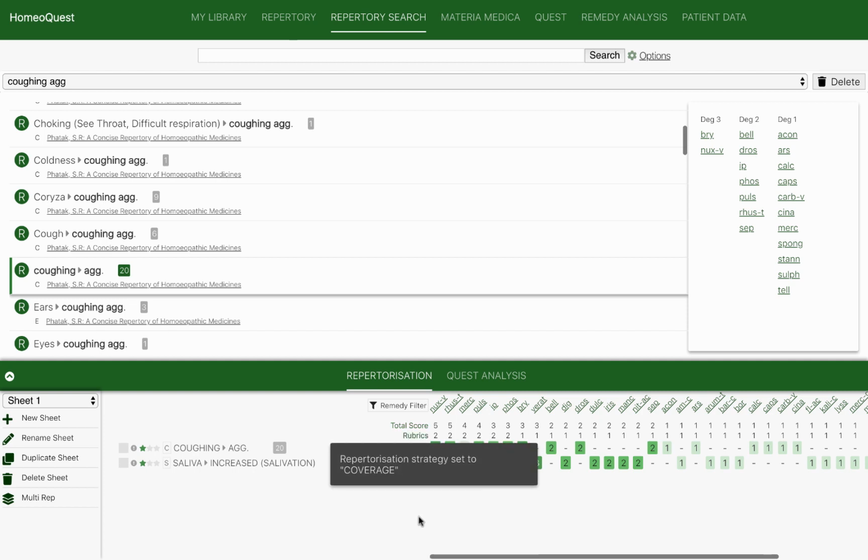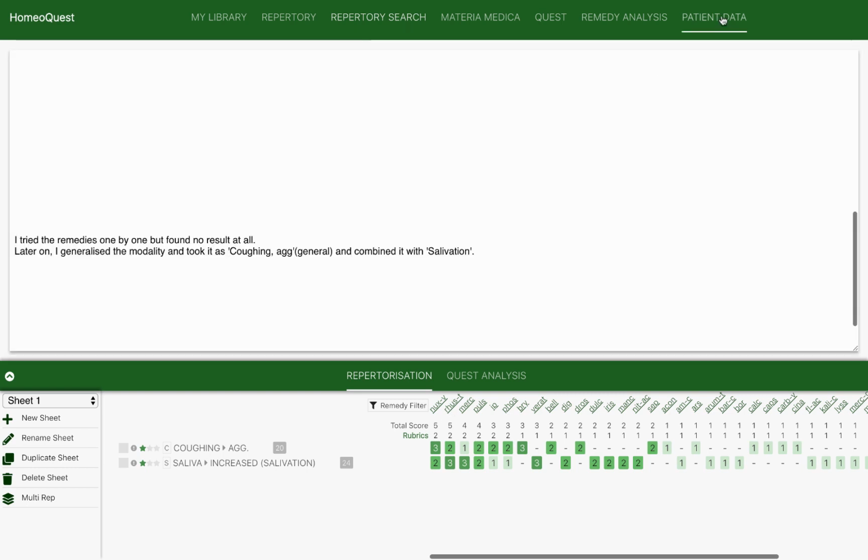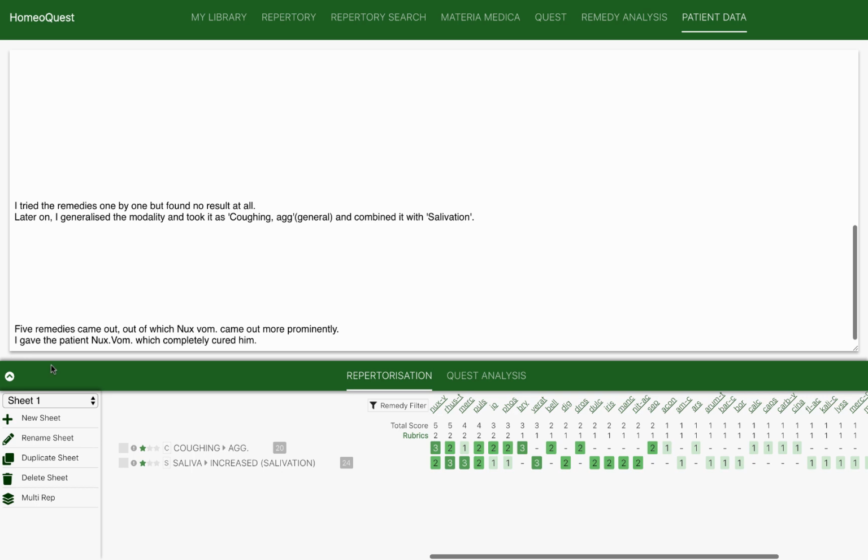So these two rubrics taken from Phatak, and if you use the repertorization strategy to coverage, because we want remedies that are covered by both these rubrics, you have about 6 remedies, and the topmost comes up as Nux vomica. All right, let's see what Phatak does. So 5 remedies came up for him, and then out of which Nux vomica came out prominently. I gave the patient Nux vomica, which completely cured him. That was how it was.